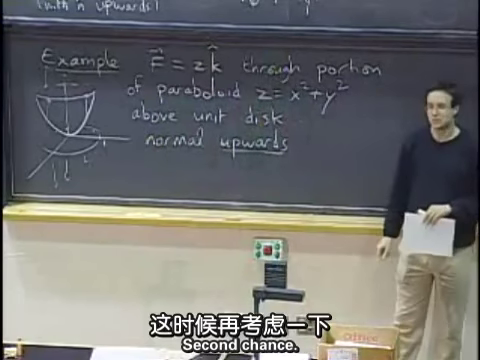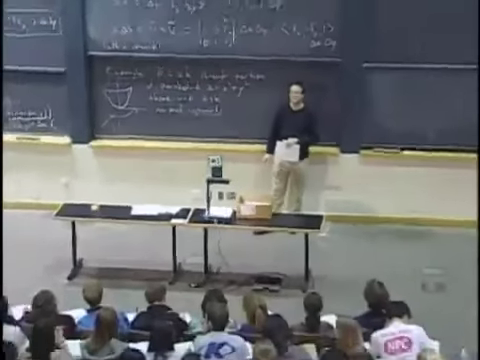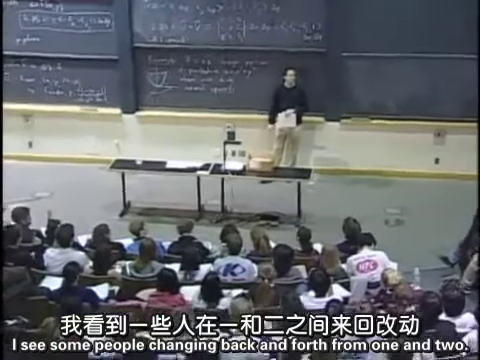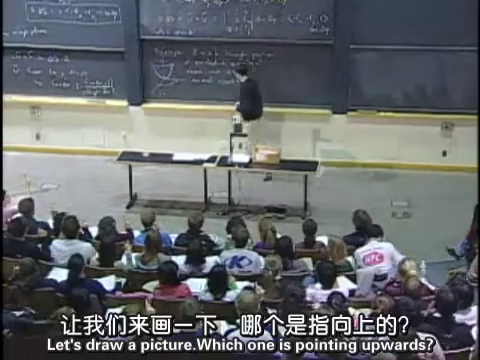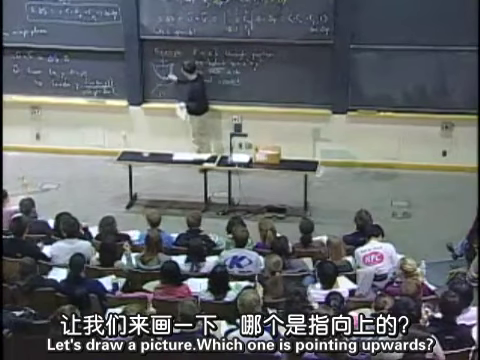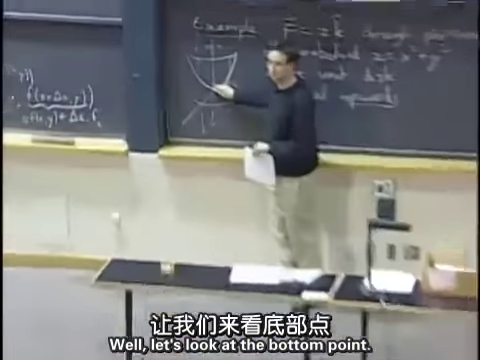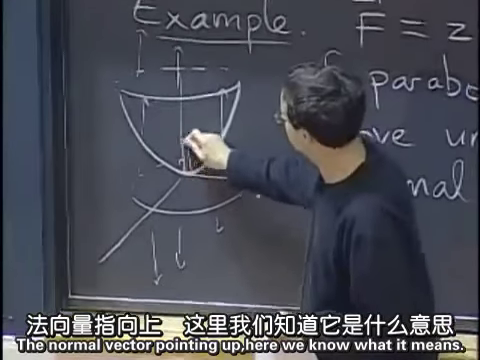So second chance. Okay, I see some people changing back and forth between 1 and 2. Okay, so let's draw a picture. Which one is pointing upwards? Well, let's look at the bottom point. The normal vector pointing up, here we know what it means.